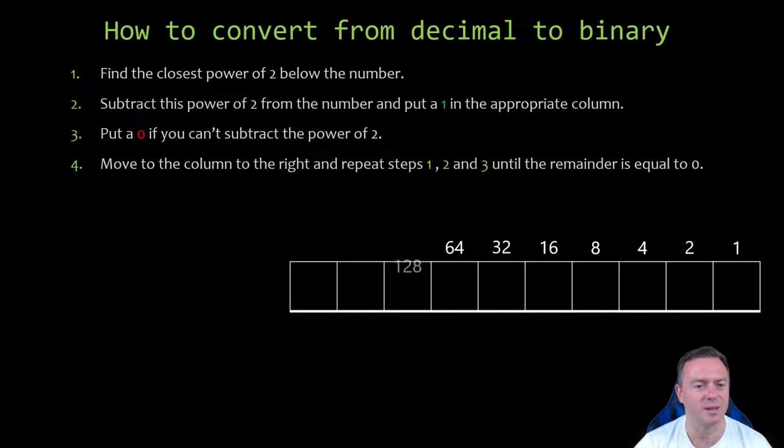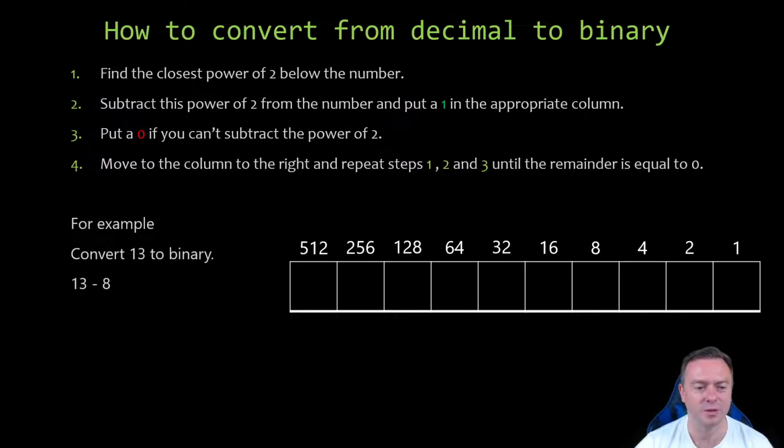So to follow this algorithm, if we convert 13 to binary, the first step is we do 13 take away 8, because 13 is below 16. So we do 13, take away the 8, which leaves us with 5. So we put a 1 in there, and we have a remainder of 5. We then look at the column to the right. So it's a 4. Can we take 4 away from 5? Absolutely. So we do 5, take away 4. We put a little 1 in that column, and then we have a remainder of 1.